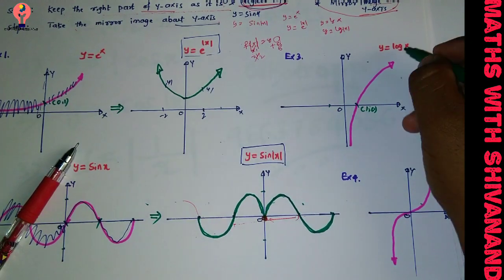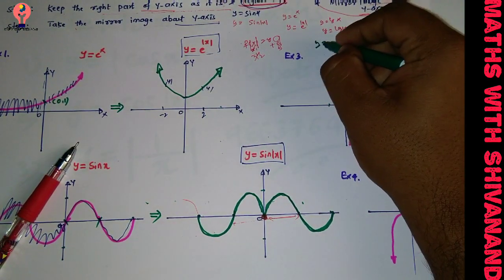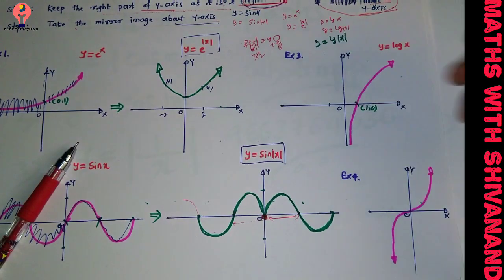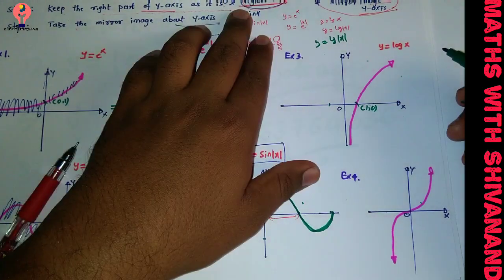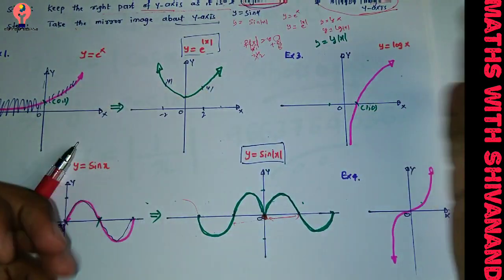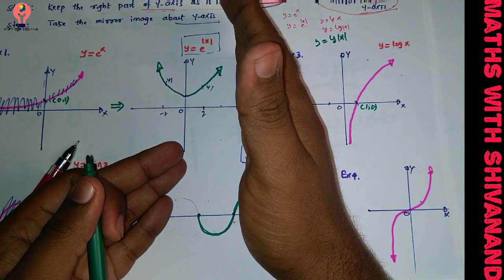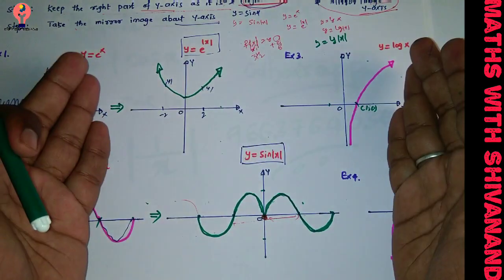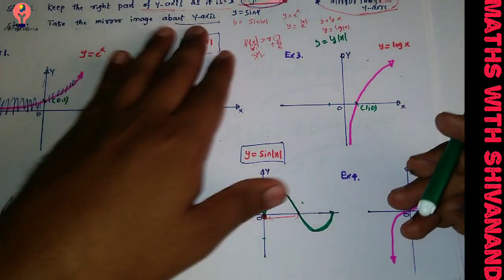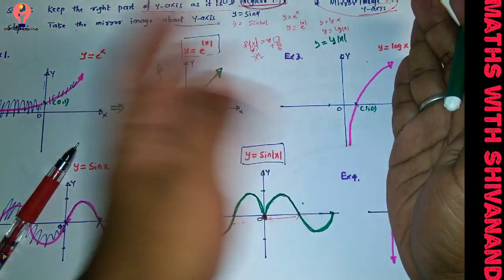Okay, we'll be having one more question. y is equal to log x I will be having here. Now my task is to draw y is equal to log mod x. How to draw here? Part one, first keep the right part of the y-axis as it is and neglect the left. See, y is equal to log x is always at the right part only. There is no left part of the graph. Because of that, no need of deleting the left part of f of x. So keep the right part of the y-axis as it is, neglect the left. This part remains the same, no left part.